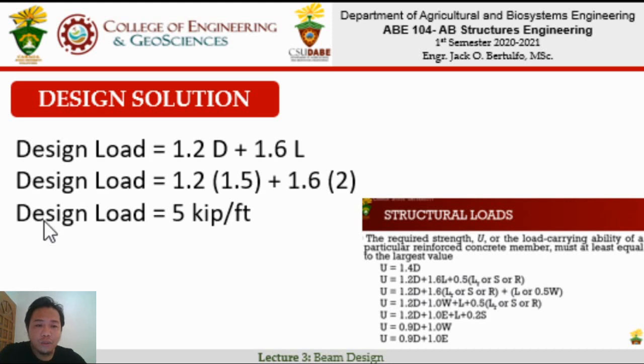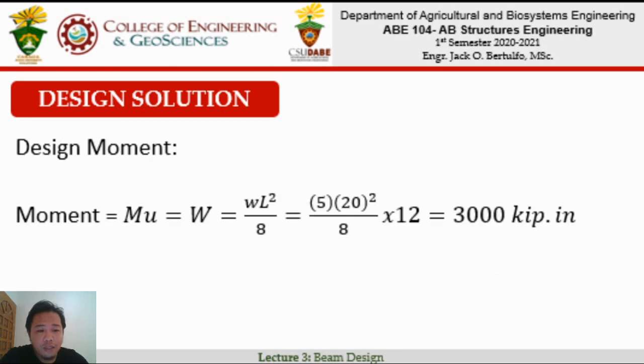Use that formula, just plug and play. Input the dead load, which is 1.5, then the live load is 2. Then you can calculate that the design load is 5 kip per feet. So we're done for the first step. Now let's proceed to the second step, which is to determine the design moment.